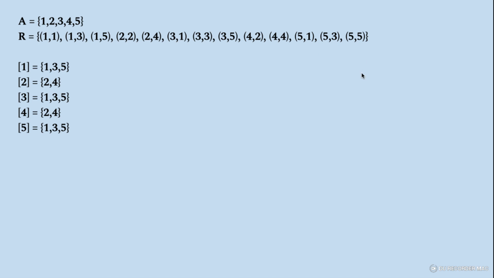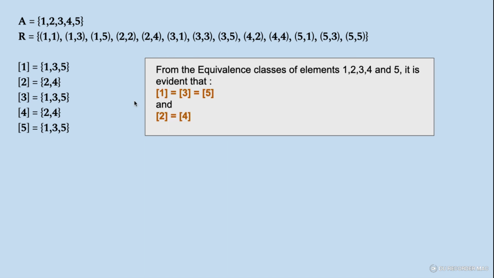So now we have found the equivalence classes of all elements of set A. Looking at these equivalence classes, what can you say? You can say that the equivalence class of 1 is equal to the equivalence class of 3, which equals the equivalence class of 5. So the equivalence classes of 1, 3 and 5 are the same. The equivalence classes of 2 and 4 are the same. This is what we can see from what we have arrived at.